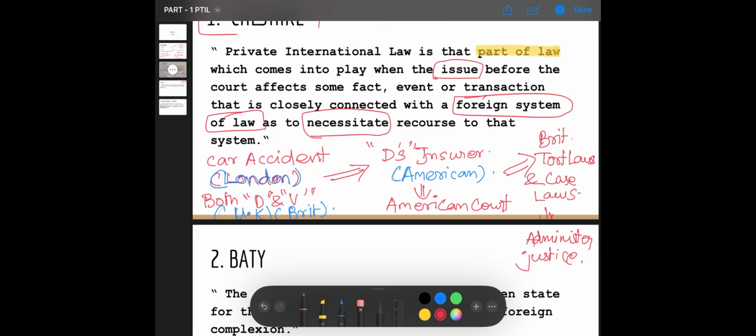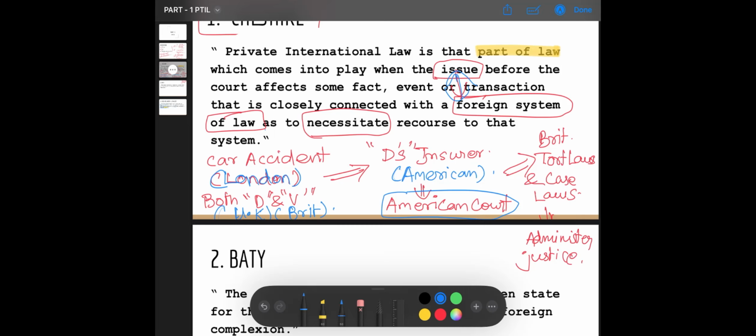If you see, the issue before the American court had some connection with a foreign system of law, that is British law, because the accident had happened in London and both the driver and victim belonged to London. But since the driver's insurer was an American, the case was filed in an American court. If the American court had used American laws, there would be a difference of laws between America and Britain, there would be no proper administration of justice, because there is a difference of traffic laws in both countries, and the victims would not be given proper justice.